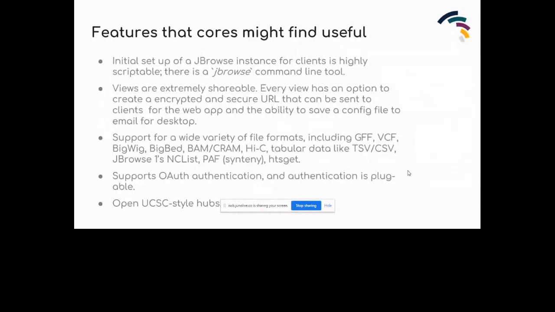It gives you an encrypted and secure URL, so you don't have to worry about what you're sending to them. It's HTTPS, and there's a password associated with it, so that's great. And if you're doing work on the desktop and want to send users a link, you can save out a configuration file, send them the configuration file, and they can open it, and it just works great. There is a wide variety of file formats supported, even more than JBrowse 1.